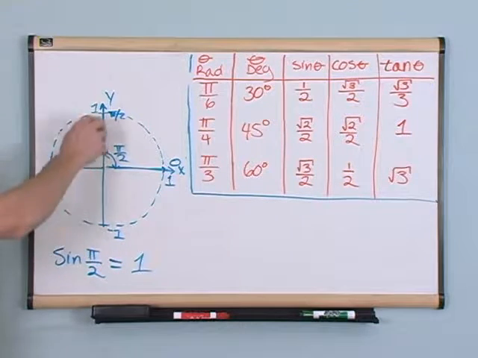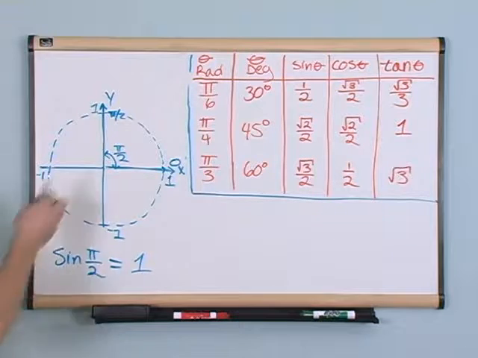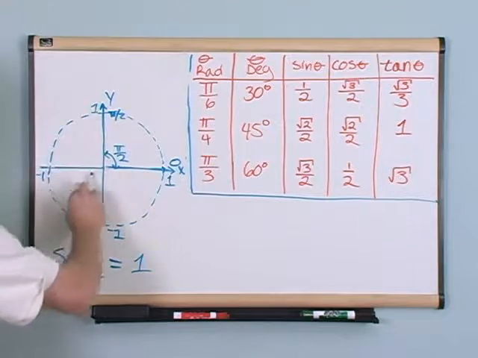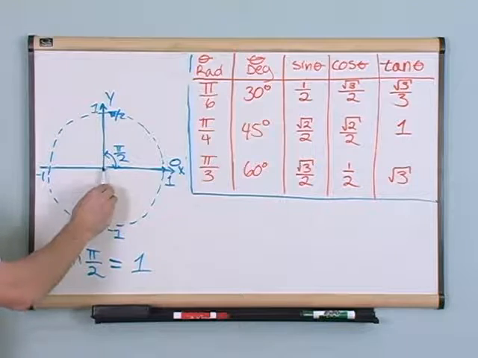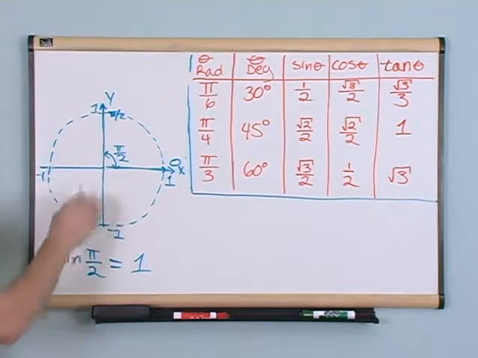And it's positive 1 because I'm measuring up here. If I had a bigger angle coming all the way down to here, it would be negative 1 because the only thing I'm measuring is along y, and it would be negative. But up here, it's positive 1.